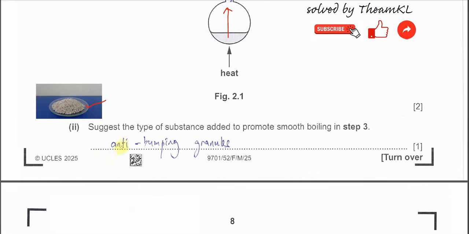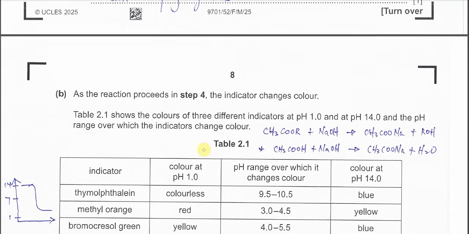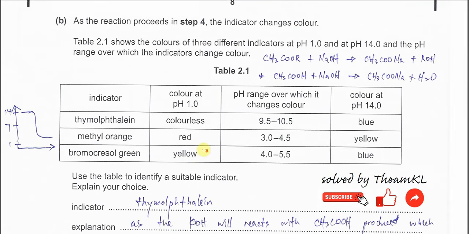For part 2, the substance we use to promote smooth boiling is anti-bumping granules. For part B, we have the indicators. We have 3 indicators: thymolphthalein, methyl orange, and bromocresol green. Before we discuss these indicators, let's look at the reaction.